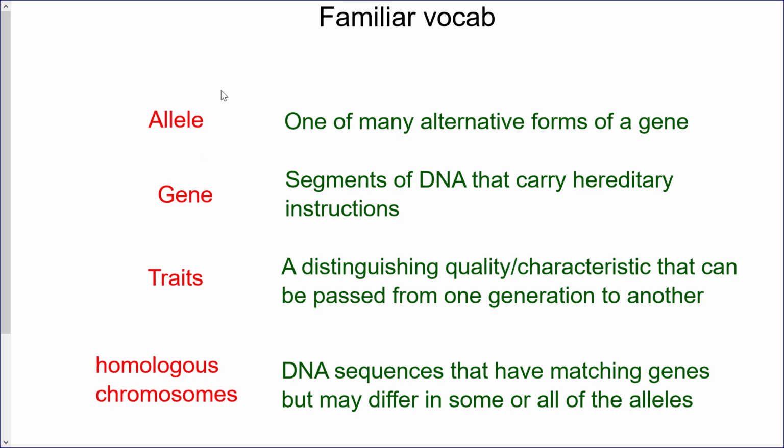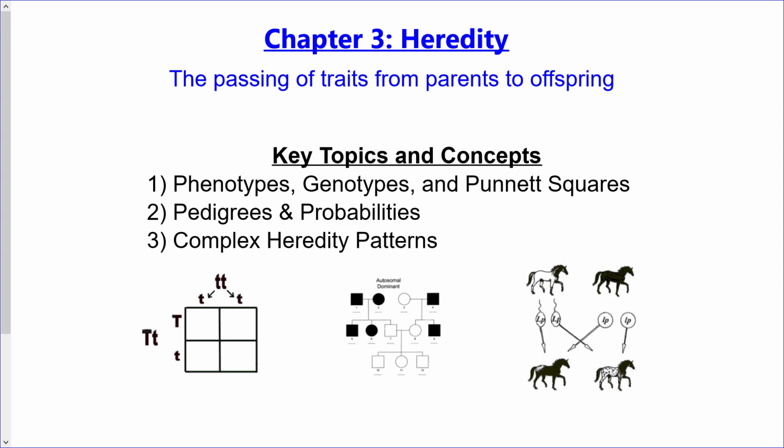So that's basically a quick recap of some familiar vocabulary from previous chapters that will be really helpful to have a firm understanding of going forward. So here's our chapter. It's on heredity, which is the passing of traits from parents to offspring, from one generation to the next. And as always, there's going to be three key topics. Today, we'll introduce phenotypes, genotypes, and Punnett squares.